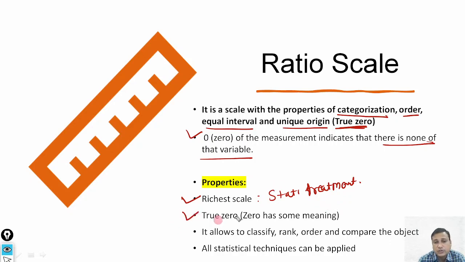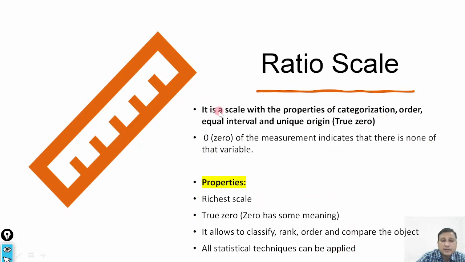Right? True 0. 0 has some meaning here that we'll see when we see the examples. You will come to know what that means. 0 has some meaning. Correct? Third property, it allows to classify, rank, order and compare the object. Yes. And finally, all statistical techniques can be applied here on the ratio scale. Now, let me take you to the further slide.